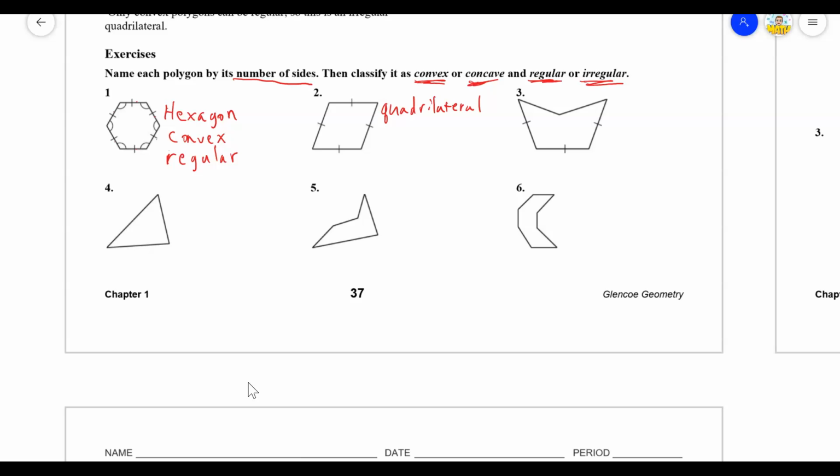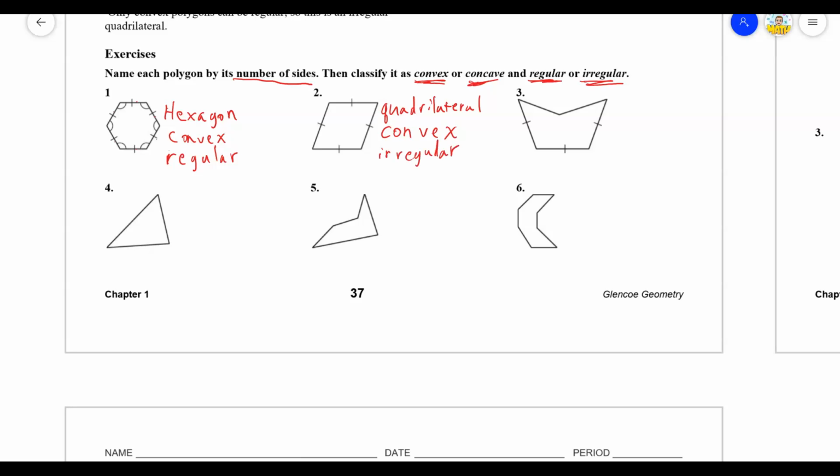Now it's not dented in anywhere, so this is going to be convex for us. None of those sides are going to have an intersection inside the polygon or move into it. Now we do have all 4 sides equal, but we can see this looks like an acute angle, and this one over here is obtuse. So all 4 angles are not equal. We do have all 4 sides equal, but not all 4 angles, so we're going to have to classify that as irregular.